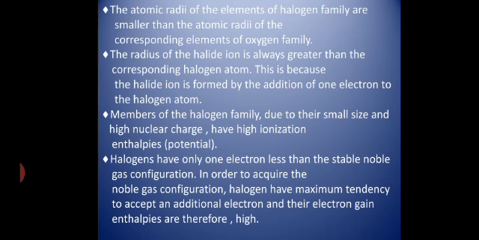Since halogens are highly reactive, they do not occur in the native state in nature. They are always found in the combined form, mainly in the form of metal halides, like rock salt, sodium chloride.